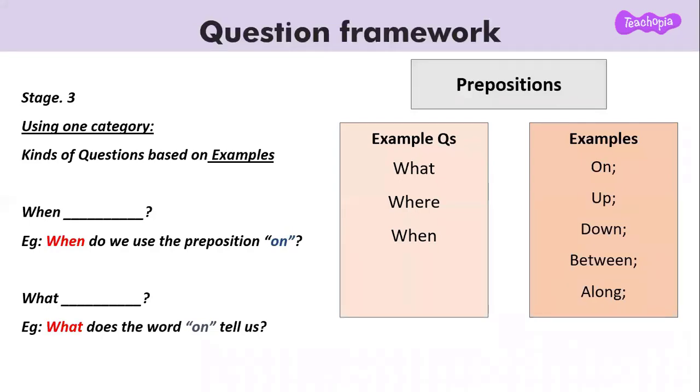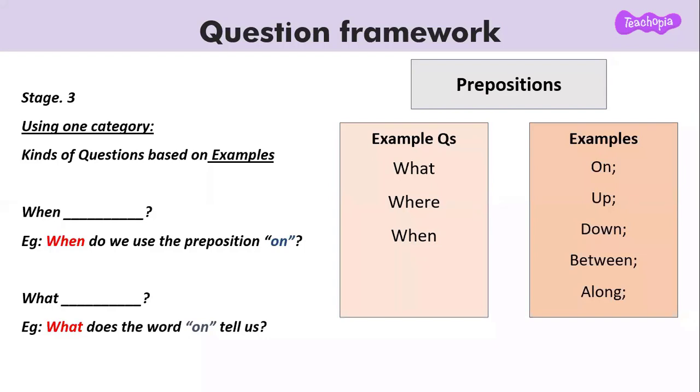Finally, to the questions that we can frame based on the examples category of a topic. We do know that on, up, down, between, along, and many such other words are examples of prepositions. If we need to base our questions on these examples, how do we come up with them? We again use question starters, but keeping in mind that they have to be based on examples. So questions like this can come up. When do we use the preposition on? What does the word on tell us? So these are ways in which we can build questions based on the definition, features, and examples category.